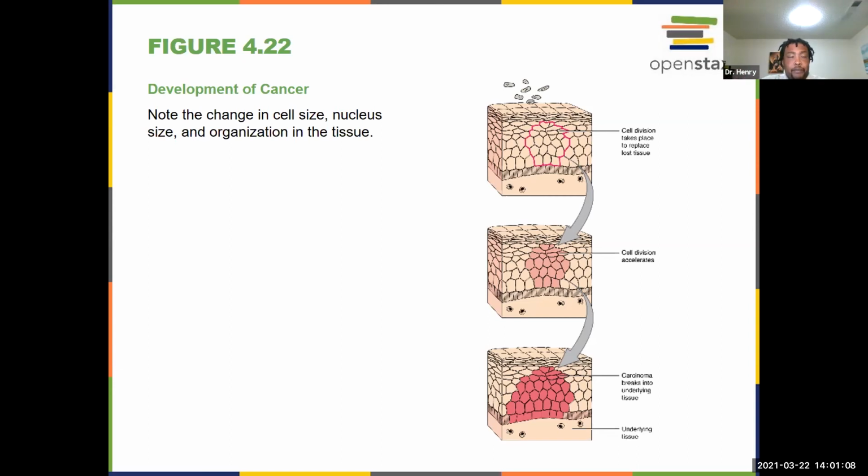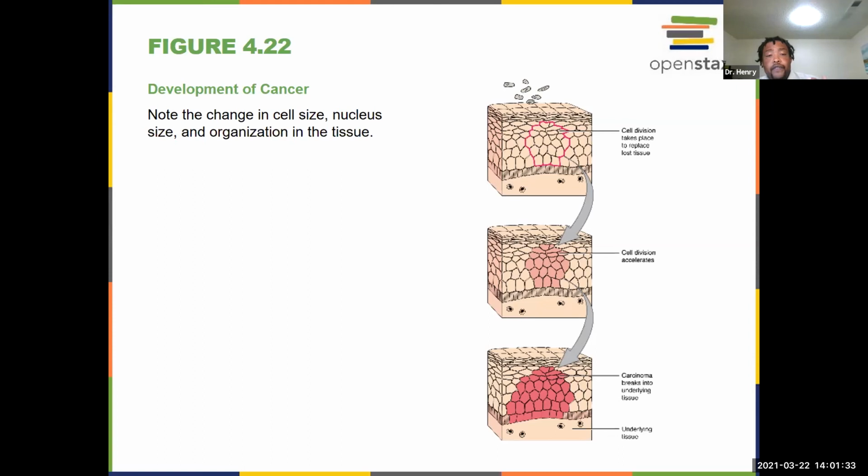So the cells are going to be smaller, right? Because they're going to be growing faster than what they're supposed to, right? They're not going to have as much content. So the nucleus is going to be smaller, right? So all of this is happening and these cells are just going, and going, and going, and going, right? So then that's going to affect that tissue organization, right? Because that cell size is going to play a part in how that tissue behaves.